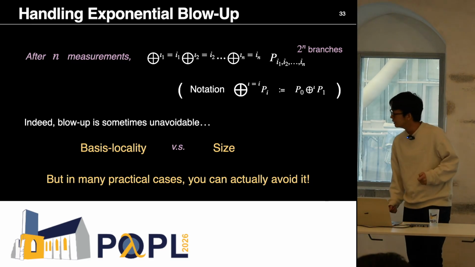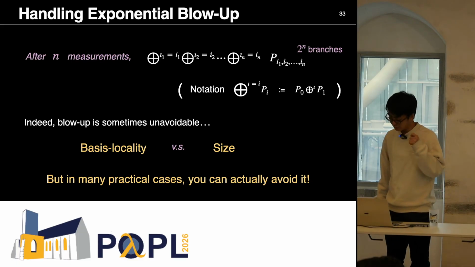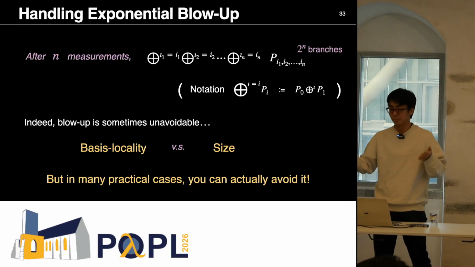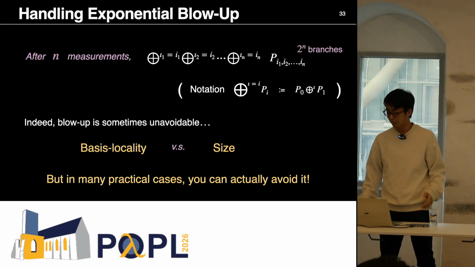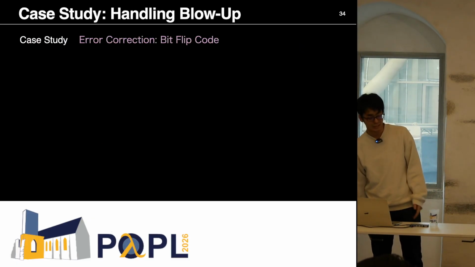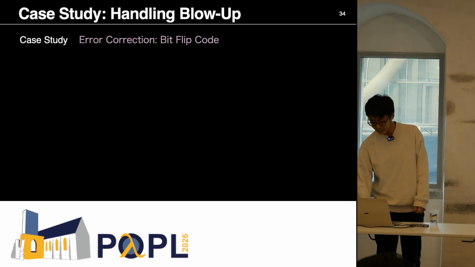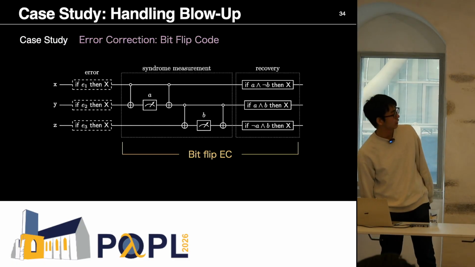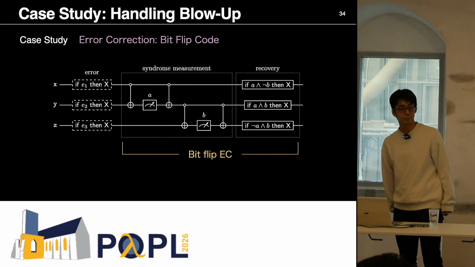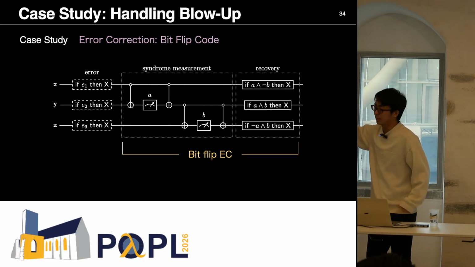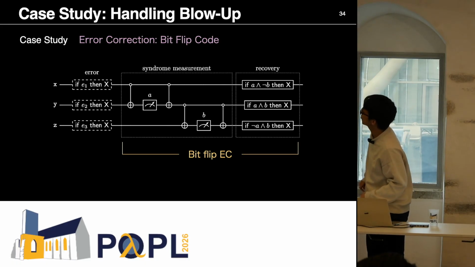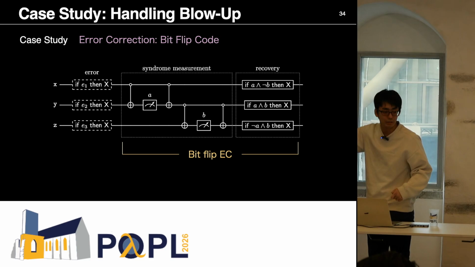In those case studies, you can actually avoid this blow-up, even though there are some measurements happening there, by doing some kind of smart way. So let me give an example for this. The example I want to show here is this circuit, which is the error correction circuit for the bit flip code. I don't want to explain the detail. You don't need to understand it. But one thing I want to mention here is that there are two measurements happening here.